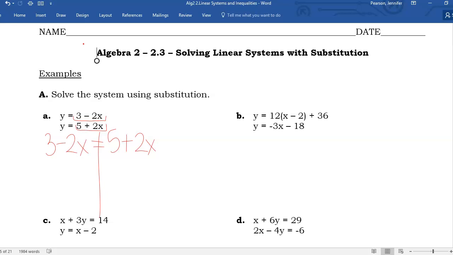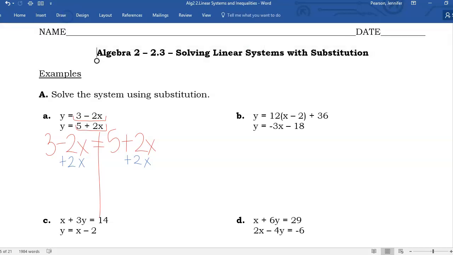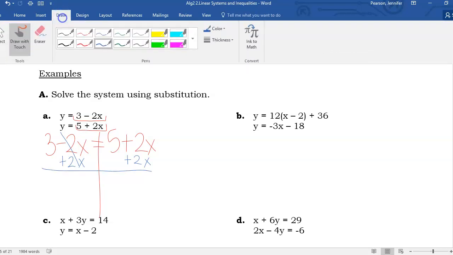I always prefer to get rid of my smallest x. I think that's the easiest way to make the fewest mistakes because you always end up with a positive number then. So I'm going to choose to add 2x first. That's not the only option to come first. That's just what I want to do because then it's going to get rid of the negative x value and it's a lot easier to keep moving forward then.